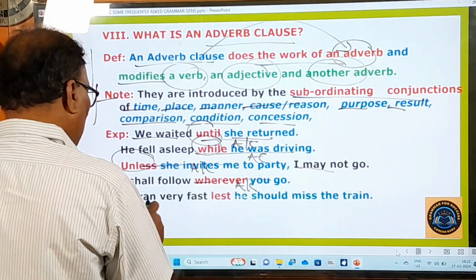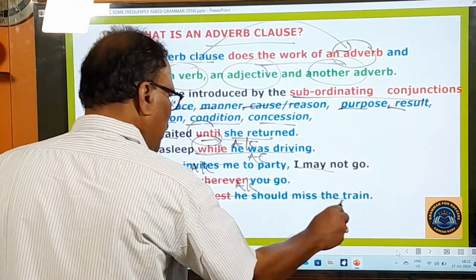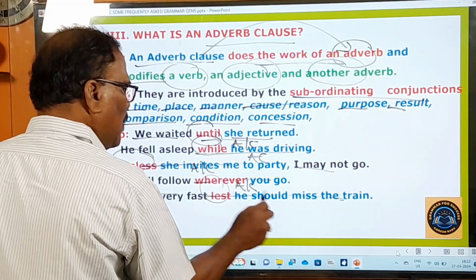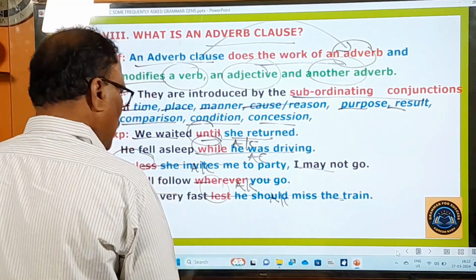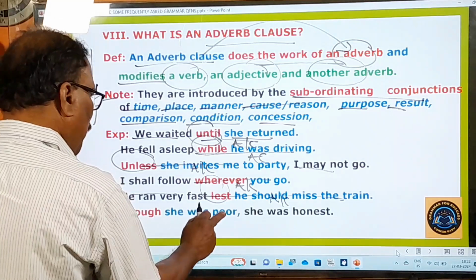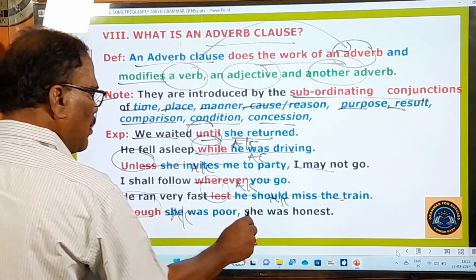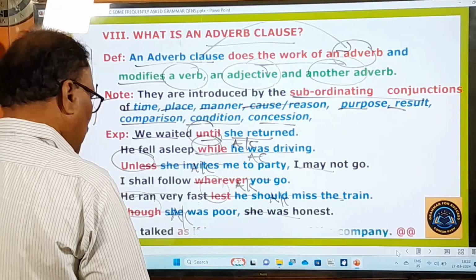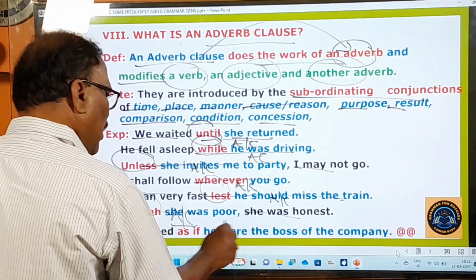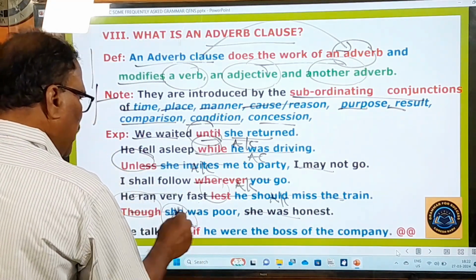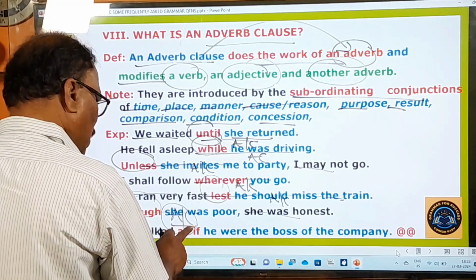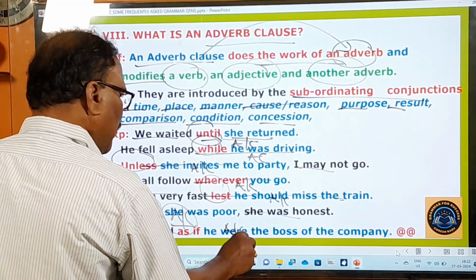And here, he ran very fast lest he should miss the train. So lest is a subordinating conjunction, therefore this is an adverb clause, right? And here, though she was poor, though is a subordinating conjunction, therefore this is an adverb clause. And she was honest. And the last example here is, he talked as if he were the boss of the company. So as if is also a subordinating conjunction, and therefore this is an adverb clause.